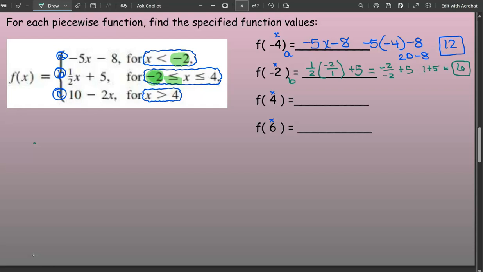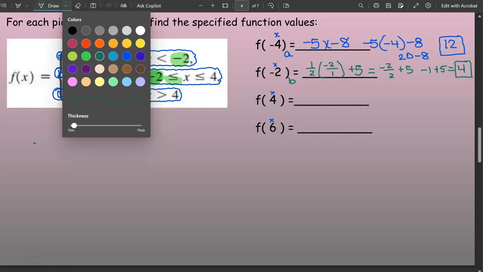I just lied to you. That's not negative and negative. That one's negative. Sorry about that. At least I caught it. -2 over 2, which is -1 plus 5, which is 4. I'm glad I caught that.